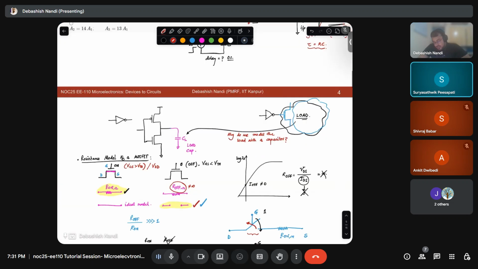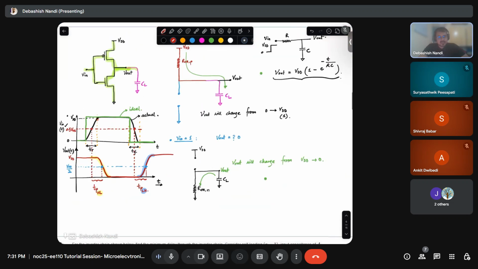Okay sir. So that is why, while defining delays, we consider that VDD by 2 point and see after what time my output is also at the VDD by 2 point. But what is the difference in case of my input? My input is changing from low to high.